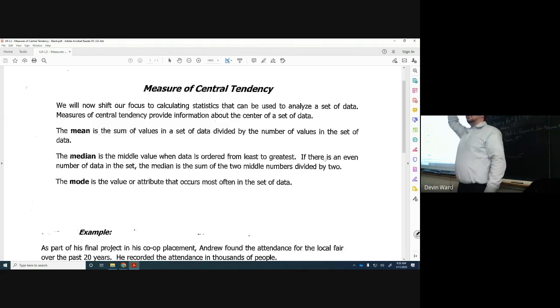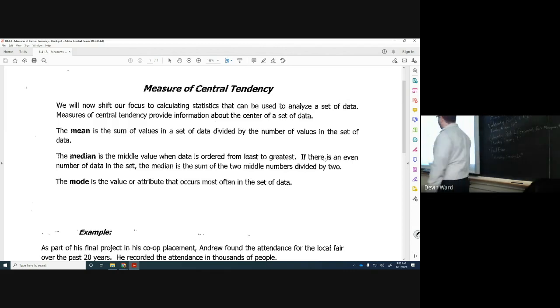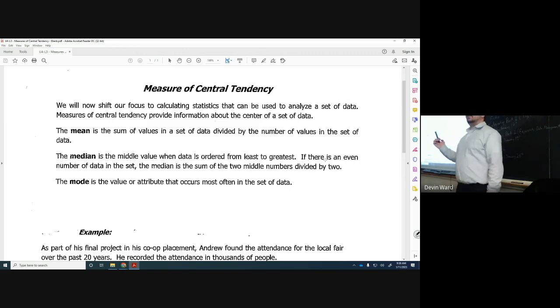So we talked about how we could display data yesterday, right, with graphs. But now if you actually have continuous data, you can analyze it. And one of the most common ways to analyze it is with mean and median. Modes, not so much, but it's one of the ways you can measure. So the mean is the sum of values in a data set divided by the number of values in that set of data. Okay?